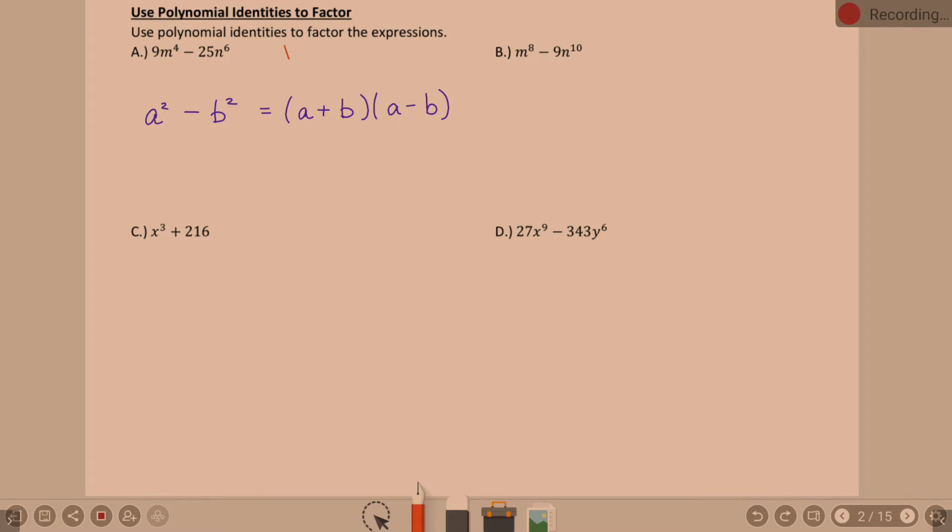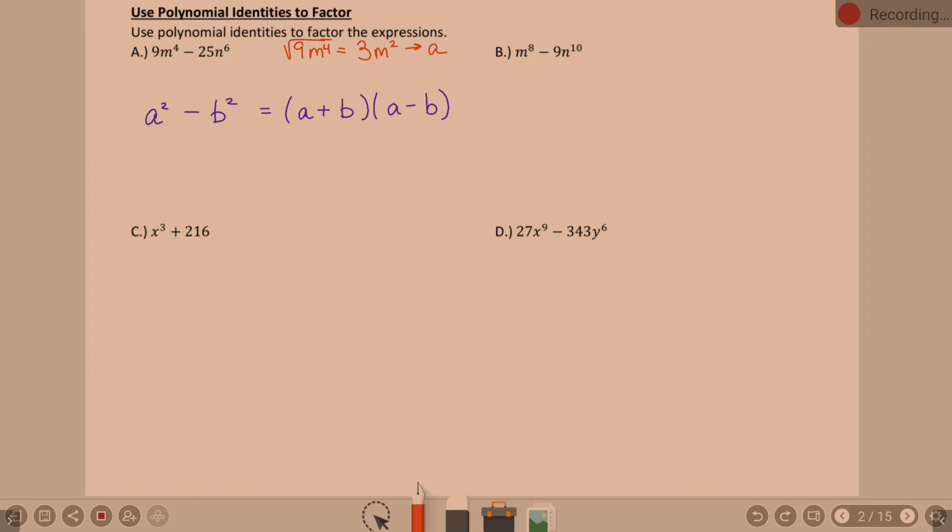Not divide. Take the square root. The square root of 9m to the 4th: well, the square root of 9 is 3. Remember, to do the square root of m to the 4th, you're not actually square rooting 4, you're just taking that 4 and dividing it by 2. So the square root of m to the 4th is m to the 2nd. So that 3m to the 2nd is my a value.